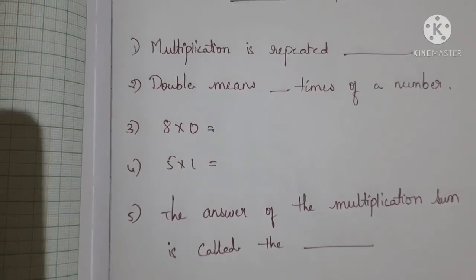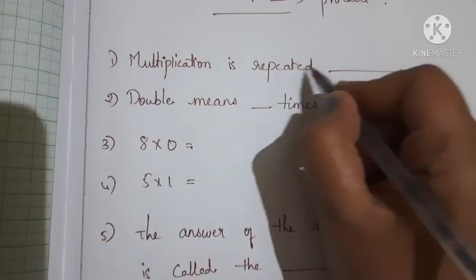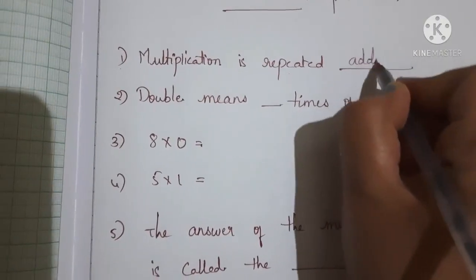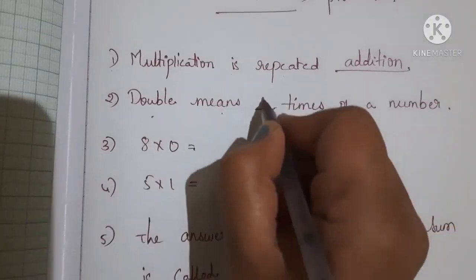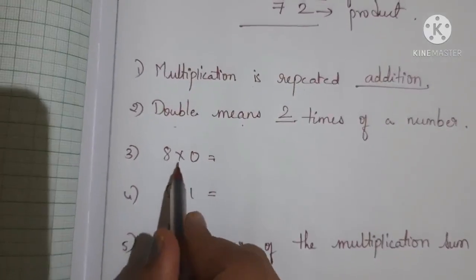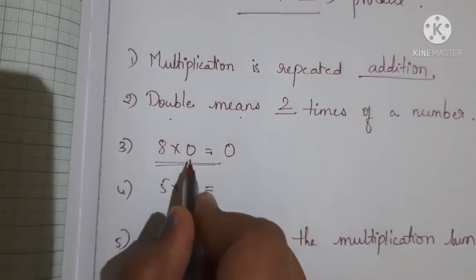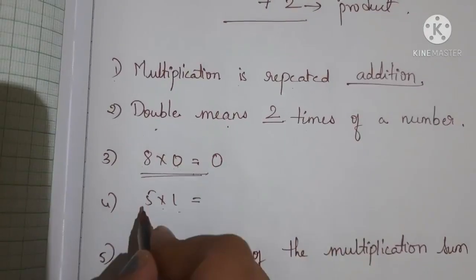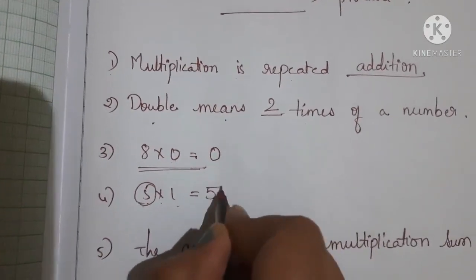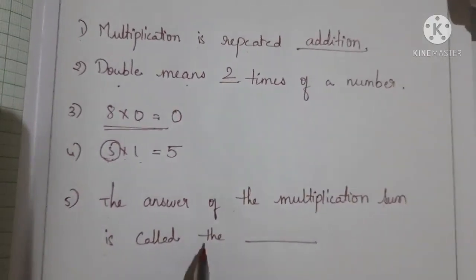Now, let us answer a few questions. First one, multiplication is repeated addition. Double means 2 times of a number. 8 multiplied by 0 is 0. This is under multiplication facts. 5 multiplied by 1 is always the number itself. So 5. The answer of the multiplication sum is called the product.